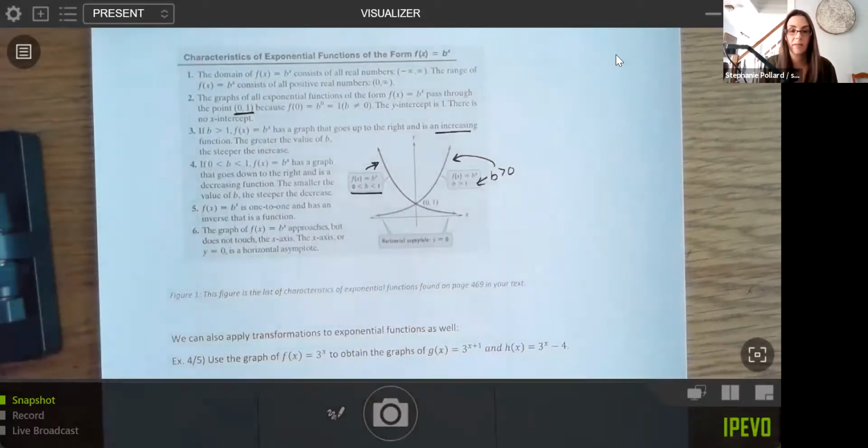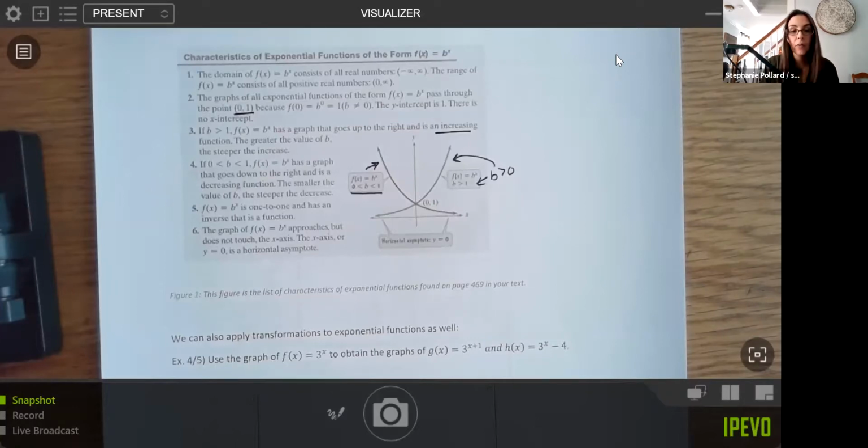have that decreasing function. Now remember, we're only looking at positive b values here, so positive bases, and also not 1. The reason we don't look at 1 is because 1 to any power is still 1, so it doesn't fit the same kind of curve.